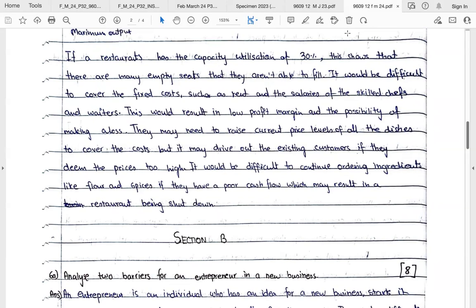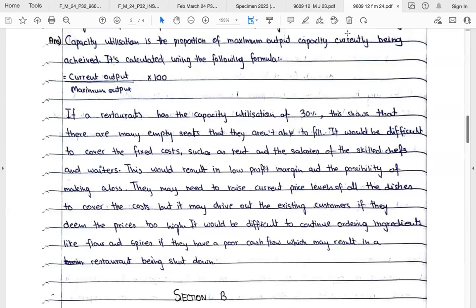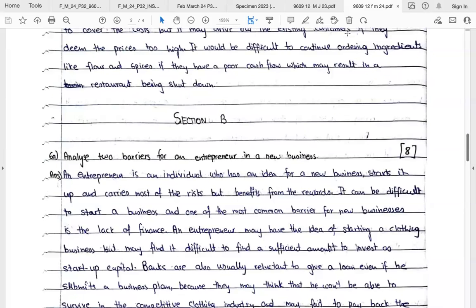Good. I was just looking for that. Such as the rent and the salaries of skilled chefs and waiters. This would result in low profit margins and the possibility of making a loss. They may need to raise current price levels of all the dishes to cover the cost, but that may drive out the existing customers if they deem the price too high. It would be difficult to continue ordering ingredients like flour and spices. This is a perfect application. They may have poor cash flows, which may result in the restaurant being shut down. I'll give you 5 out of 5 in this. This is a very good answer.